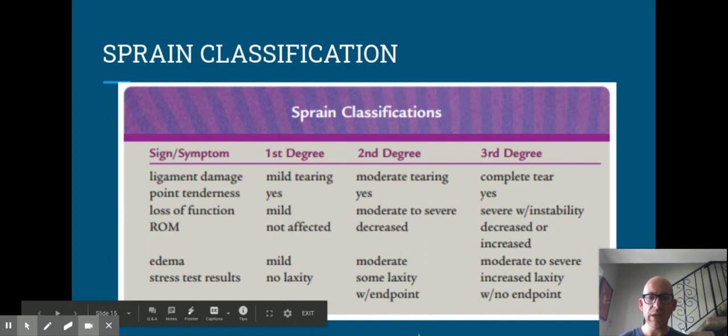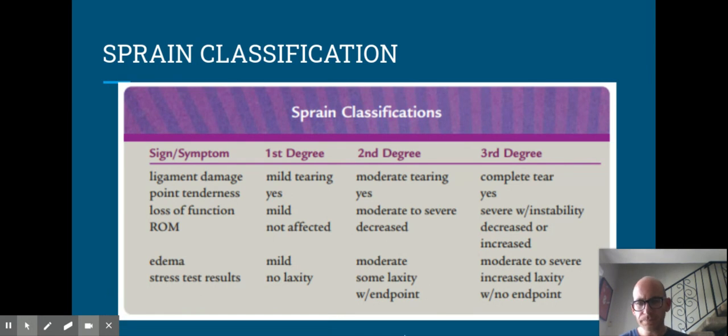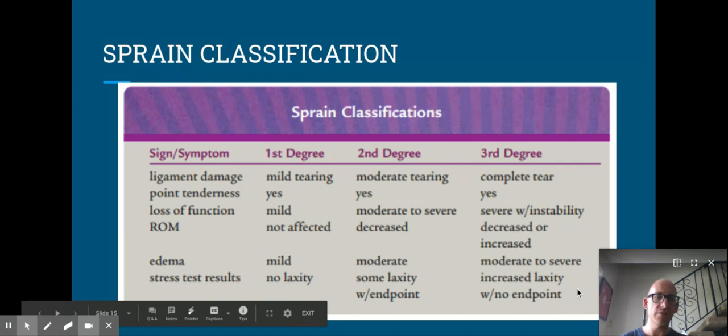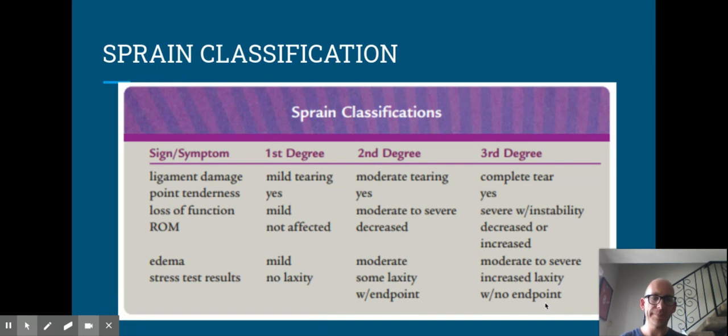And the last one is stress test results. Okay, so there's going to be no laxity in stress tests. So basically that means when you apply a stress test, you have them resist against and push against it. And with the first degree, there's going to be none. And there's going to be a lot of laxity with a third degree.